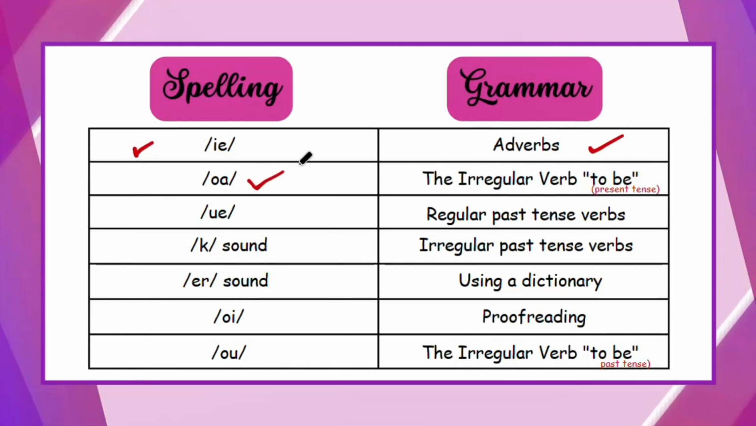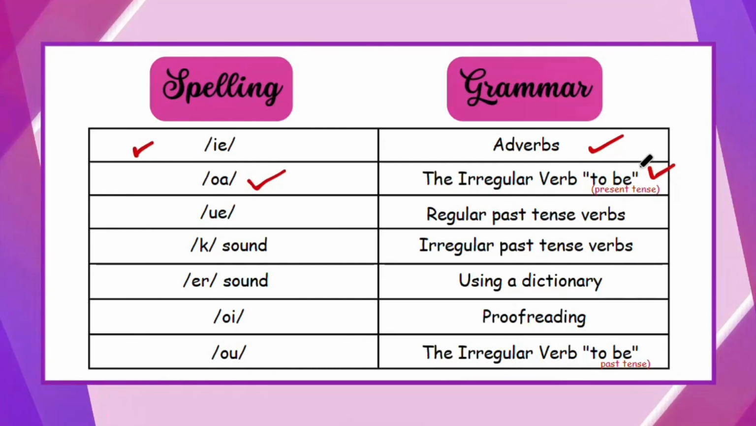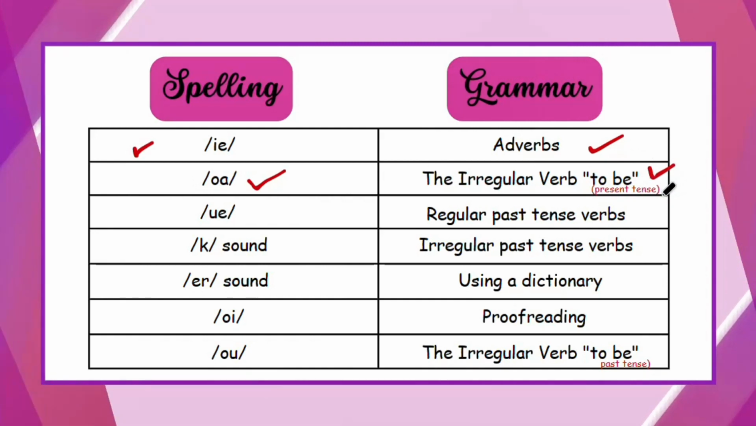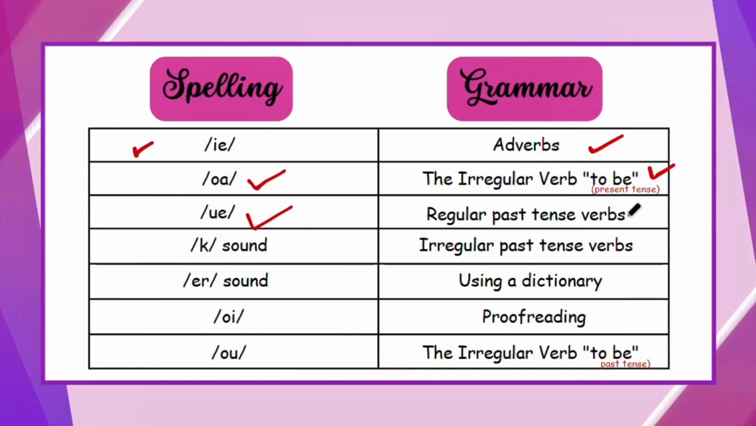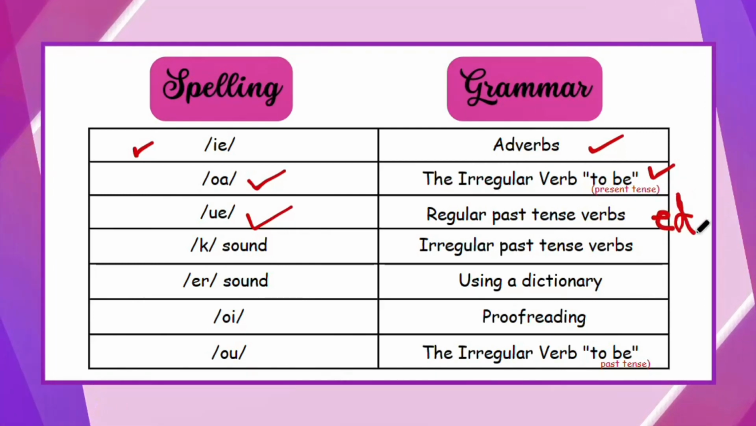Long O spelling, irregular verb to be. To be means is, am, are, was. But here we are only talking about the present tense, so is, am, are. Then the long U sound, regular past tense verb. Regular verbs are those verbs that can be changed into their past by simply adding ed to the end, like walk and walked, talk and talked, right?